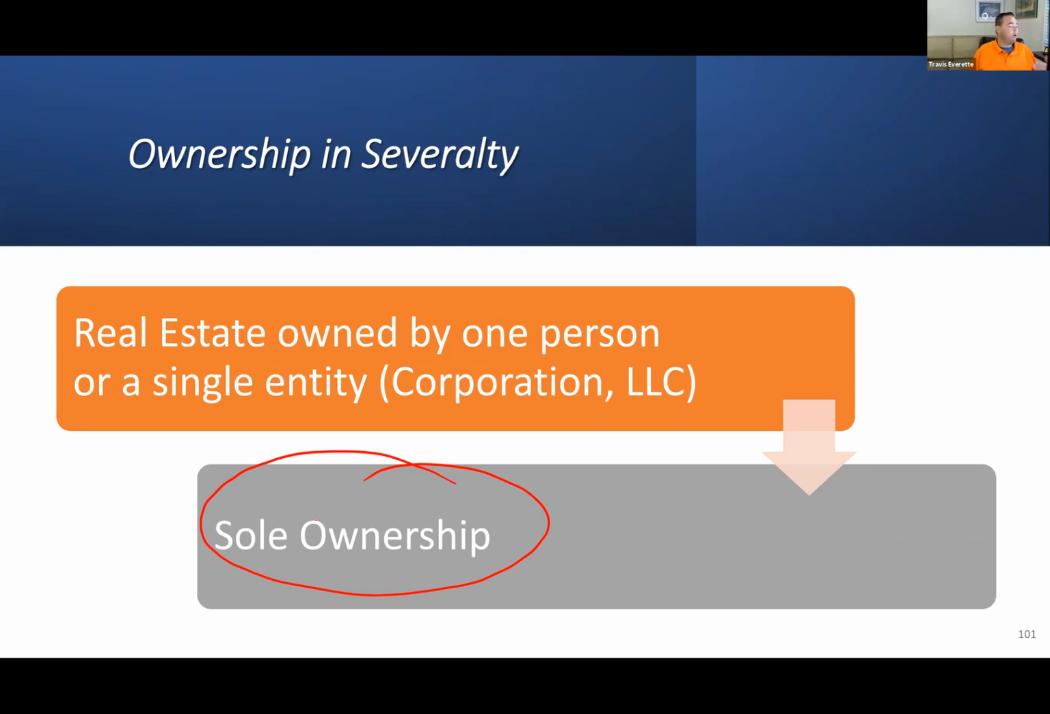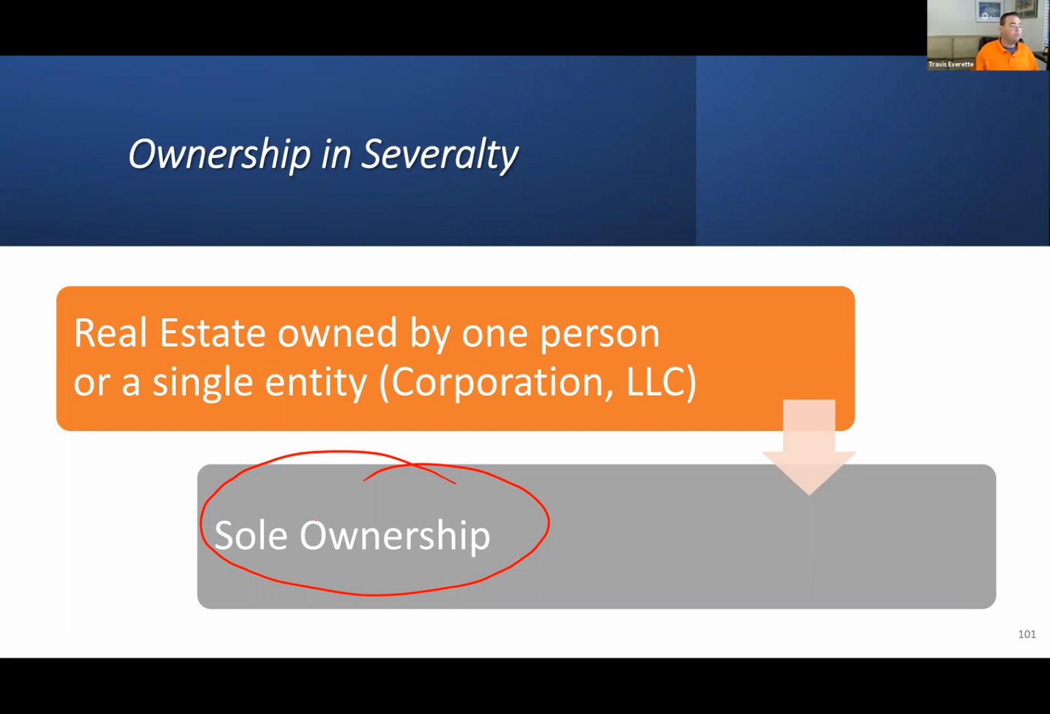When we say that a person has ownership in severalty, what we are really saying is that this person owns the property by themselves. Does that make sense for everybody when I say it that way? They own the property completely by themselves. They are an owner in severalty.